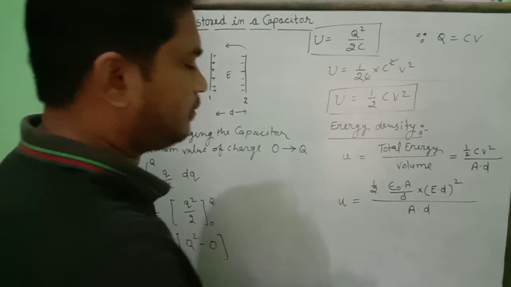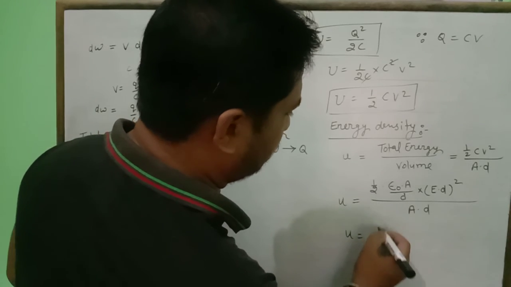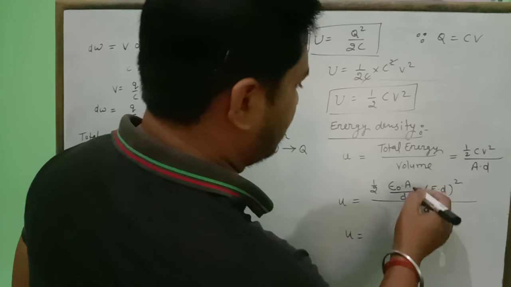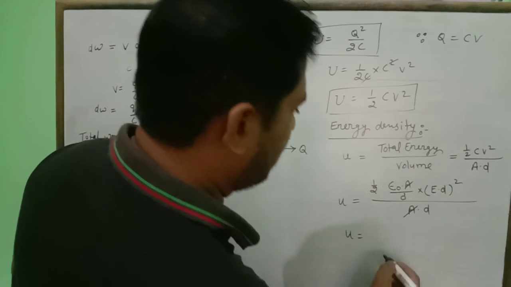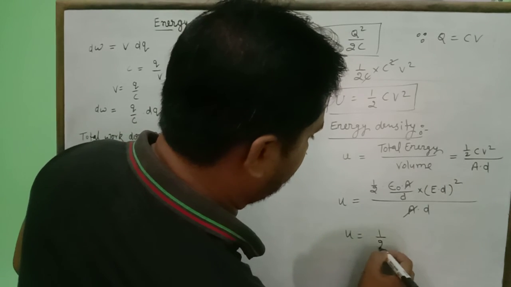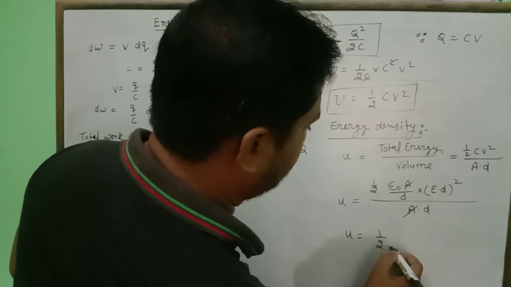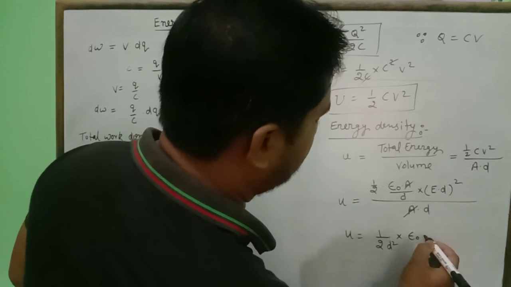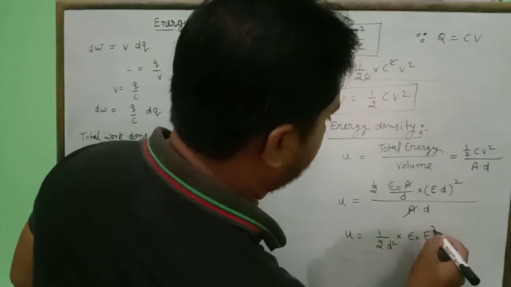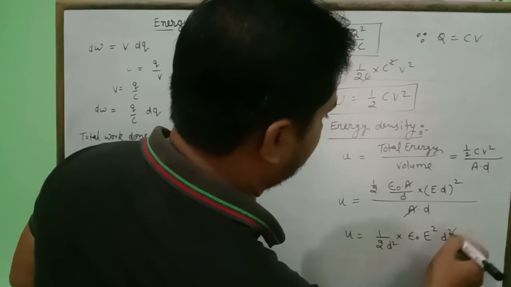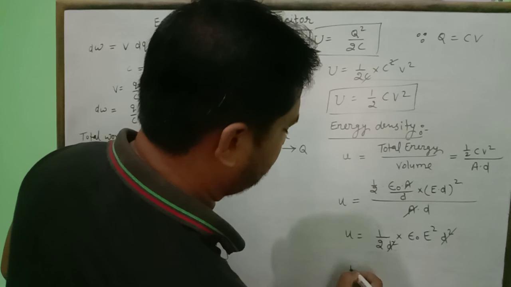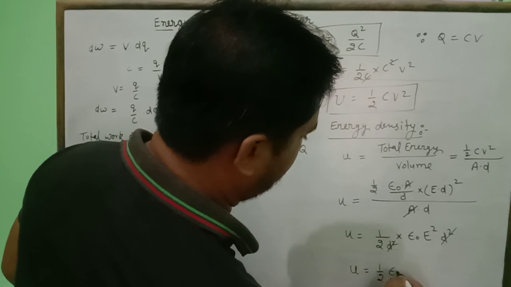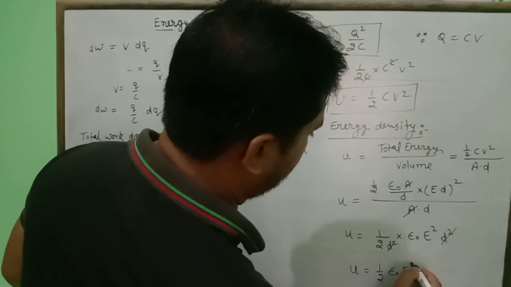Okay, so u is equal to, A is cancelled by A, and 1 upon 2 into d square into epsilon naught into E square d square. d square is cancelled by d square. So the energy density is 1 upon 2 epsilon naught E square.